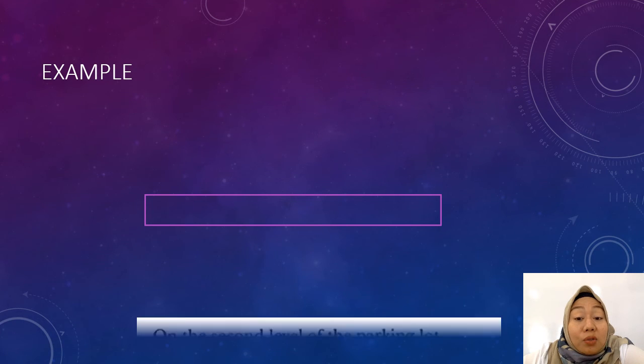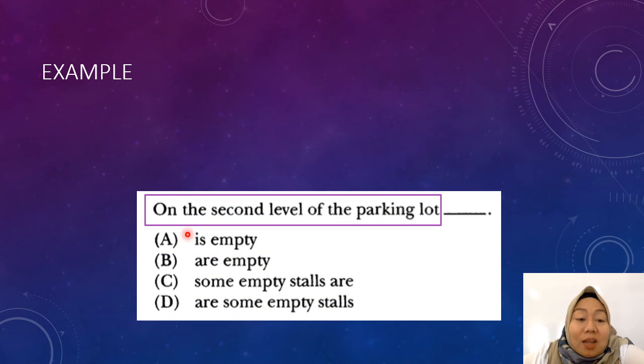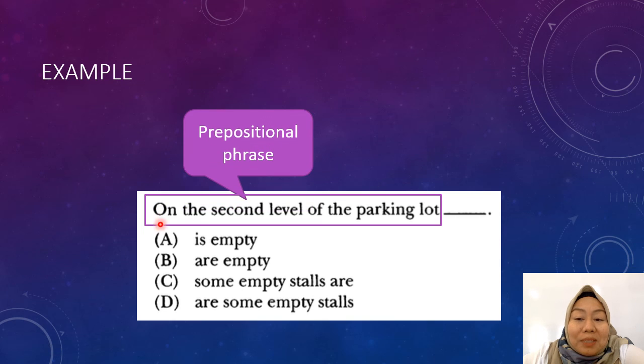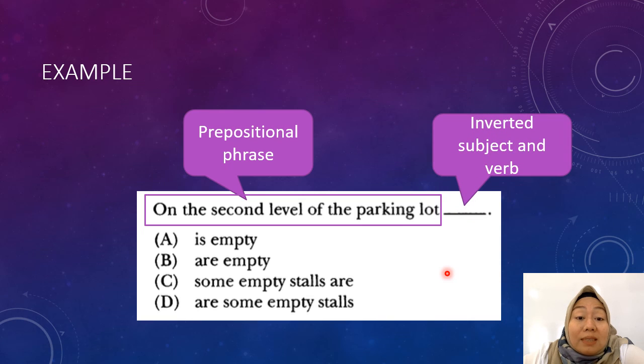Example in a TOEFL test. On the second level of the parking lot, blah, blah, blah. We only have a prepositional phrase here, right? On the second level of the parking lot. So either we have a complete sentence here, subject, verb, complement or object, or we have the inverted subject and verb. Right? So, do we have a complete subject and verb or an inverted subject and verb?